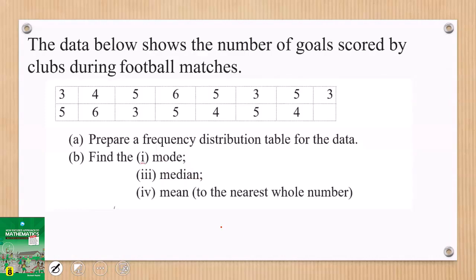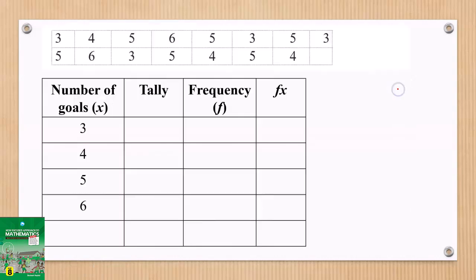The data below shows the number of goals scored by clubs during football matches. We have to prepare a frequency distribution table for this data. This is raw data. And then we have to find the mode, the median, and the mean. Okay, so now let's just create a table like this. We have 3, 4, 5, 6, there's no 7, there's no 8, so we can arrange our numbers like this: 3, 4, 5, 6.